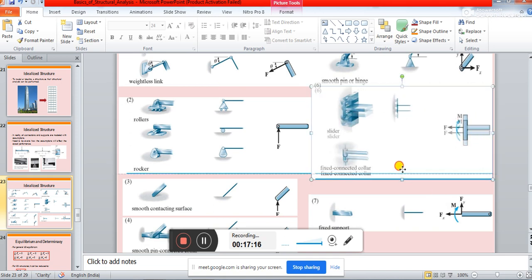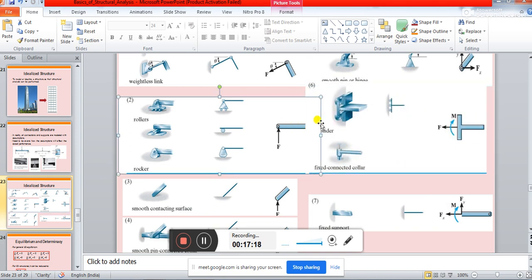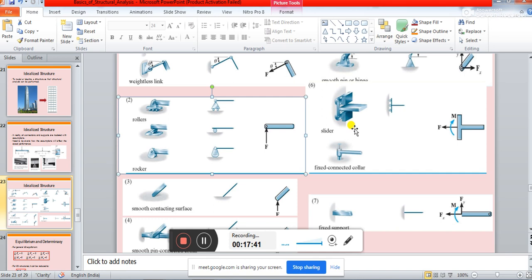Now, next is this one. I will make it a little bit smaller, just a minute. Yes. So, now you see this is basically a slider. You can see there is a roller kind of thing here. So, what is happening to this support? This support can vertically move down like this. So, basically this is a slider.